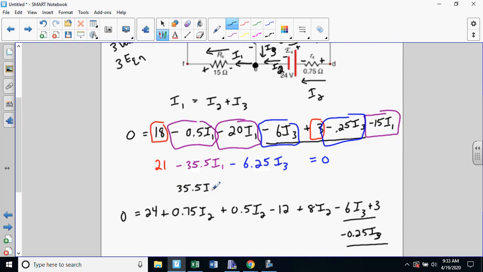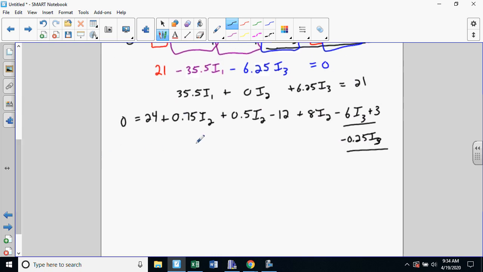35.5 I1 plus 0 I2, right? The coefficient on I2 is 0. It doesn't appear in this equation. Plus 6.25 I3 is equal to 21. So now that equation looks good. I can stack up my currents I1, I2, and I3, and I have my constant term on the right.